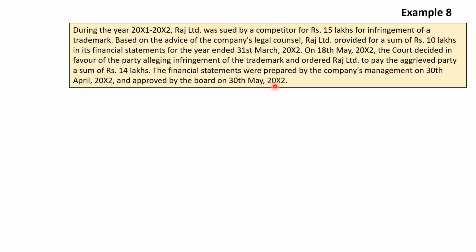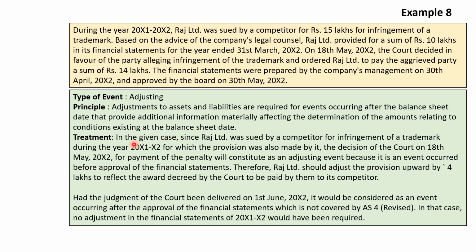That means the order of court has come before 30th May, that is before approval. That means it is necessary for the board of directors now to consider not only keeping the provision of rupees 10 lakh, but to increase the provision by rupees 4 lakh. It's an adjusting event. The case is already known to you, and the provision was also made, and before the board of directors approved the financial statement, the court judgment has come. That means you can make the additional adjustment of rupees 4 lakh.